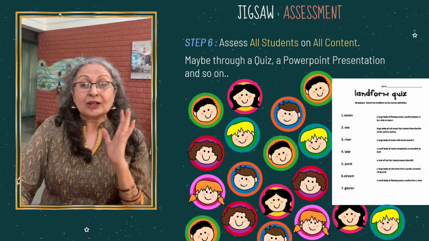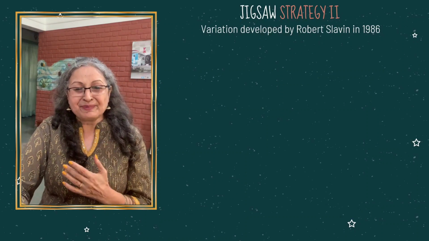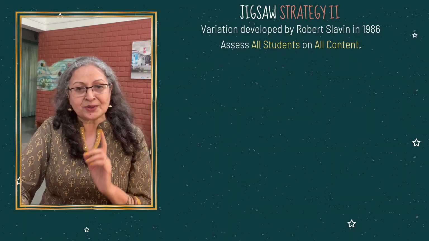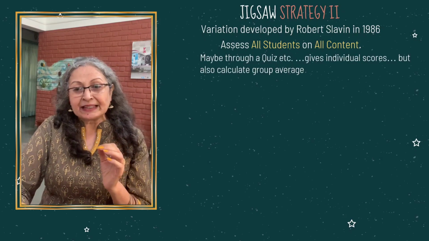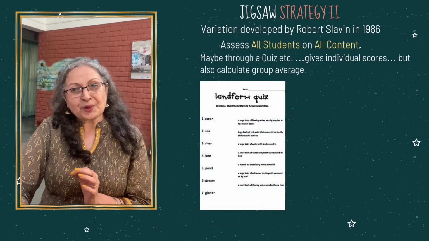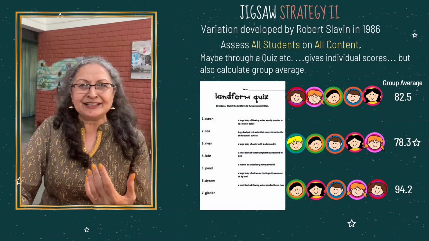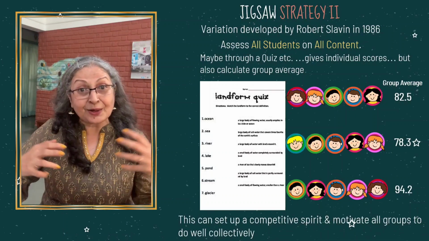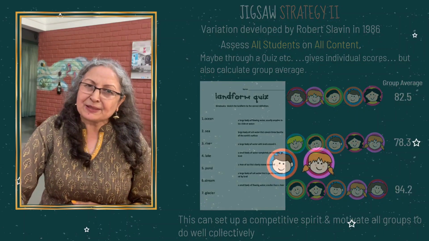That's about assessment. Now here comes some variation which Robert Slavin gave in 1986. So मुझे लगता है हिंदुस्तान में हमें बड़ा पसंद आएगा because it's about assessment. We love giving tests and marks. Now you have to assess all the students on all the content, of course, but what Slavin added is also give a group average. Okay, तो group average देंगे तो क्या होगा कि group accountability will be there, है ना? So that's a very nice idea, an addition, and that's known as jigsaw 2. Small variation. This sets up a competitive spirit along with a collaborative spirit, and it motivates everyone to do collectively. Okay, so that was about jigsaw.